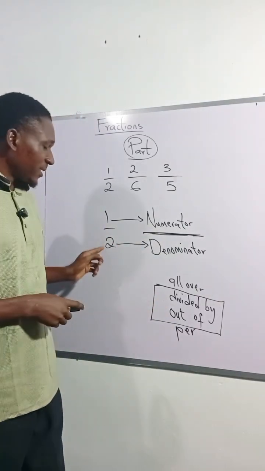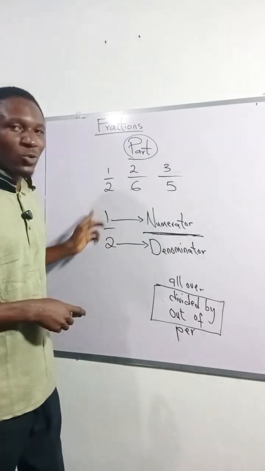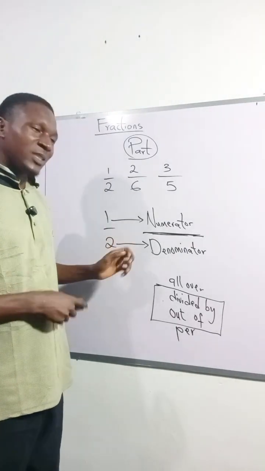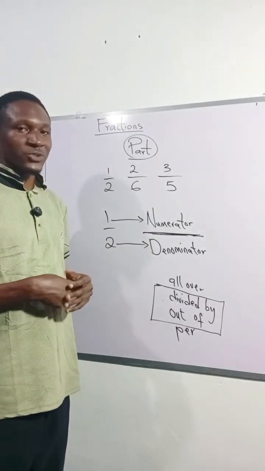Either you say 1 divided by 2, or you say 1 out of 2. Don't just say 1 all over 2, no. You won't understand it properly and you will get easily confused when you see questions.